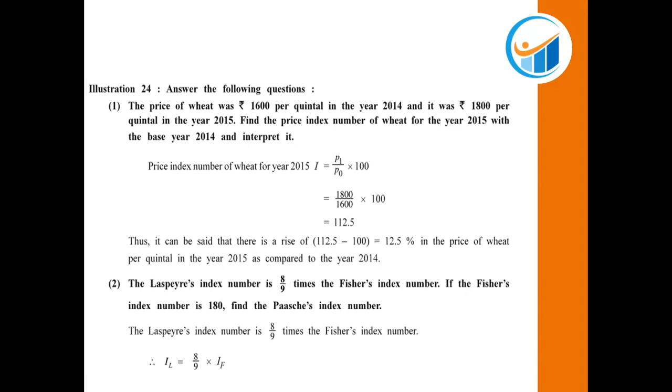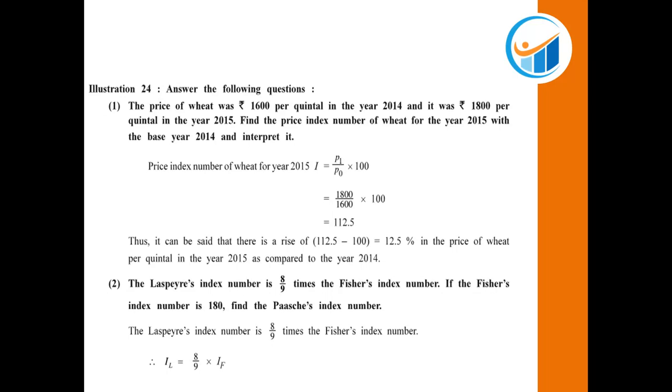So whenever there is a base year price and a current year price, and you have to obtain the index number, very easily you can obtain it by the formula P1 upon P0 into 100. So this is the first and the easiest sum for section C in the board examination.